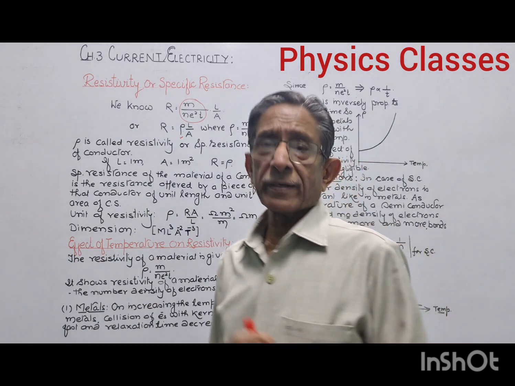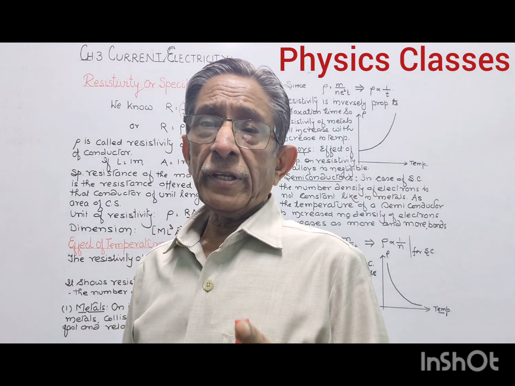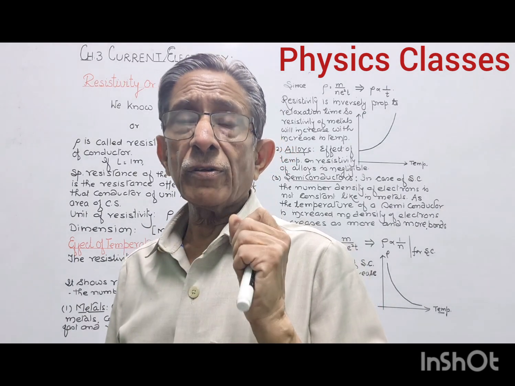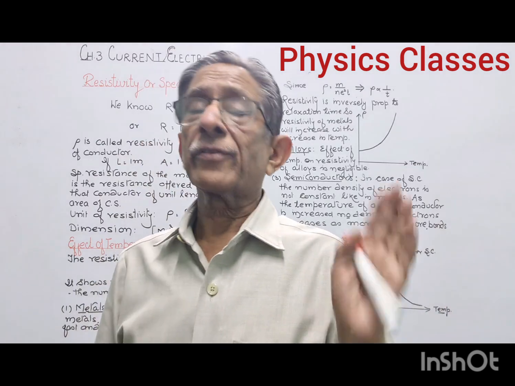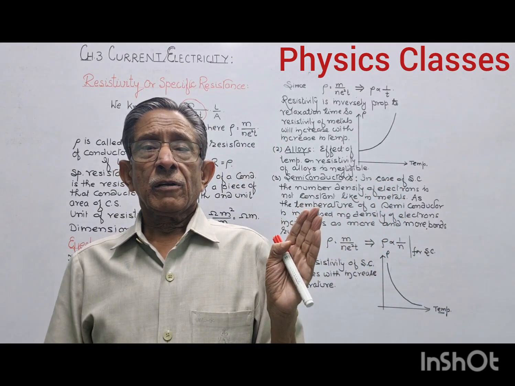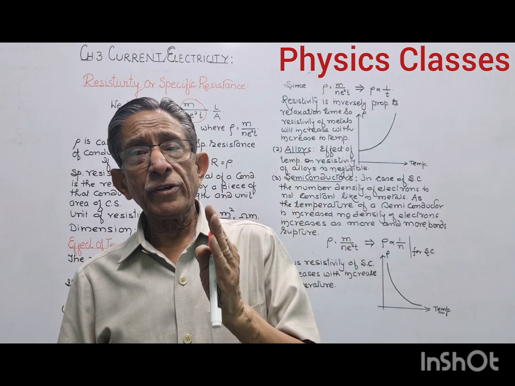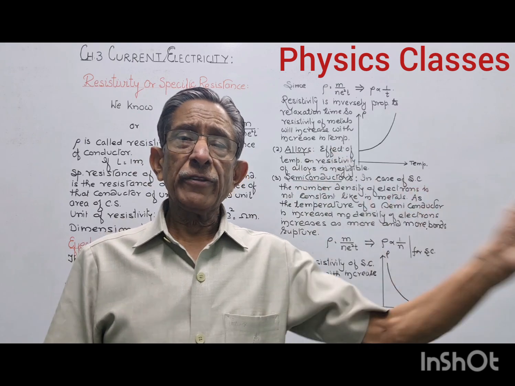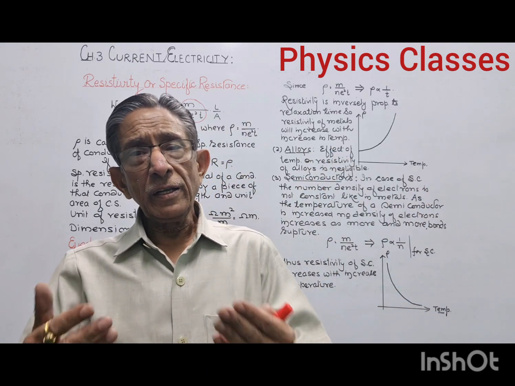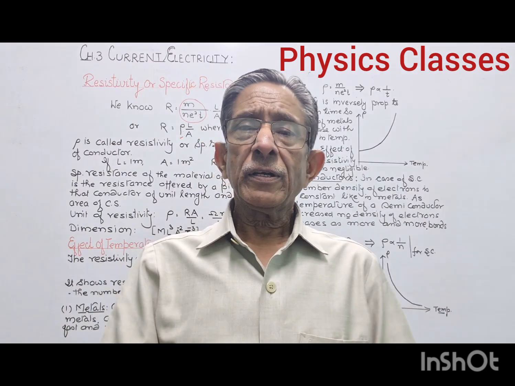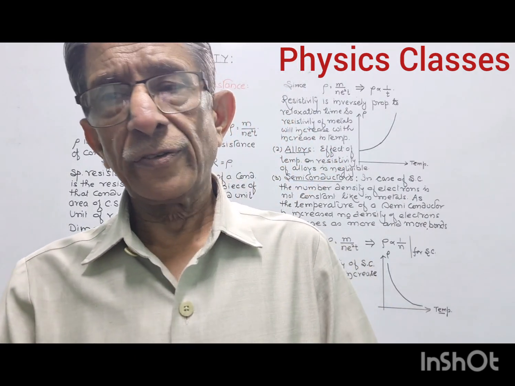Students, remember that resistivity depends on temperature as well as the material of the substance. For example, the resistivity of iron will be different from that of copper. Similarly, if you change the temperature, the resistivity will change.